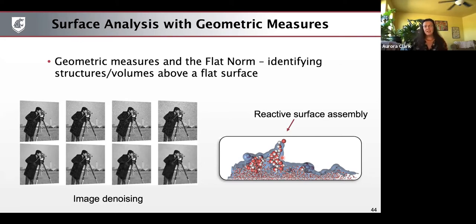The flat norm technique has been applied mostly in what's called image denoising. Basically, it's a way to identify structures or volumes above a flat surface. You can think about noise you might have on top of an image. You have an underlying image and then you have all this noise and you want to remove the noise. We're taking the same perspective here, and I'm going to go through it more mathematically in just a second. We have this surface of this oil-water interface, and we have all these structures on the surface, and we want to pull off those structures so we can analyze them.